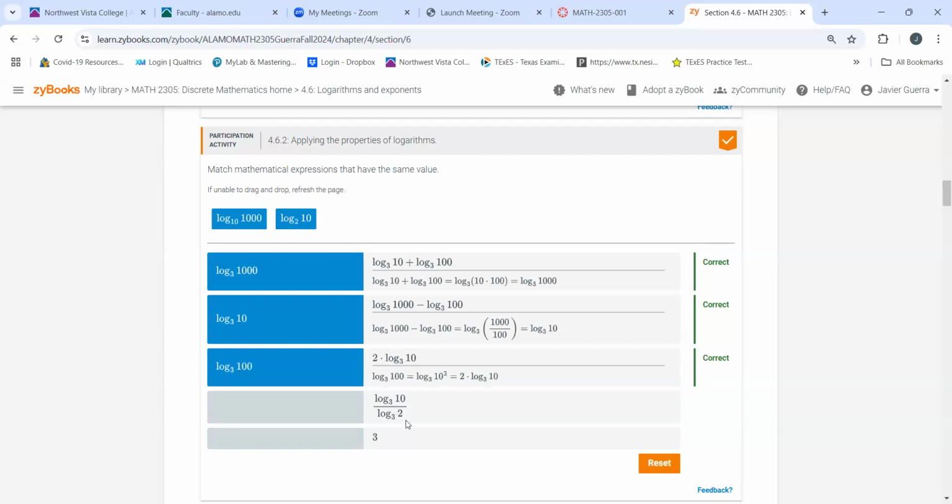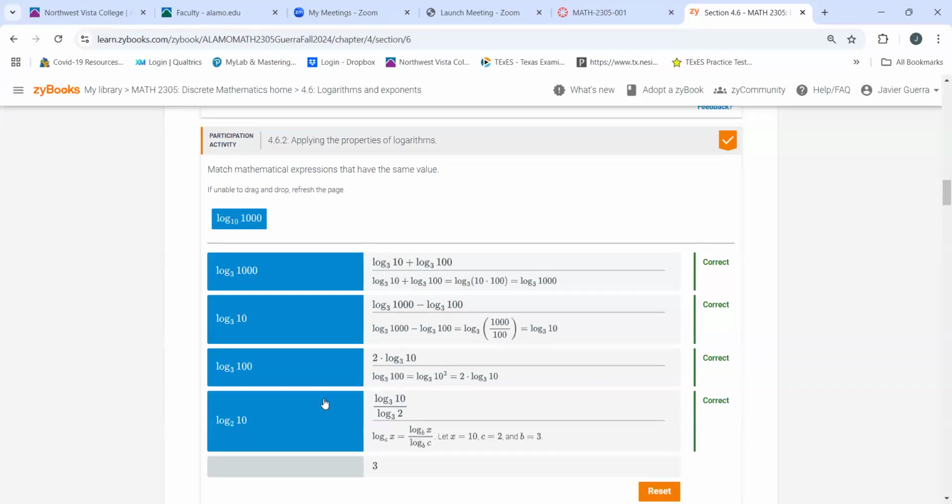So that should be this one. This one is log base 3 of 10 over log base 3 of 2. I'm going to use a change of base. So this one could be used for the change of base. It's going to be log base 2 of 10 using the change of base formula.